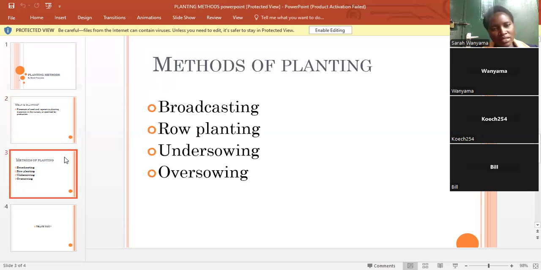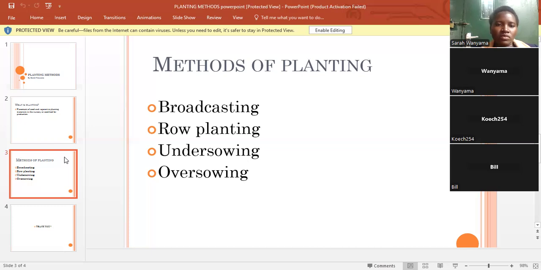On methods of planting, number one, we have broadcasting. In broadcasting, the seeds are scattered on the seed beds, either mechanically or manually. In the broadcasting method of sowing, the seeds are spread uniformly. Sometimes they may not necessarily be uniform, especially when you're doing it manually. And then they cover the seeds with a light cover of soil. When there are large numbers of seeds, the work is done using mechanical broadcasters, which is the mechanization of broadcasting.